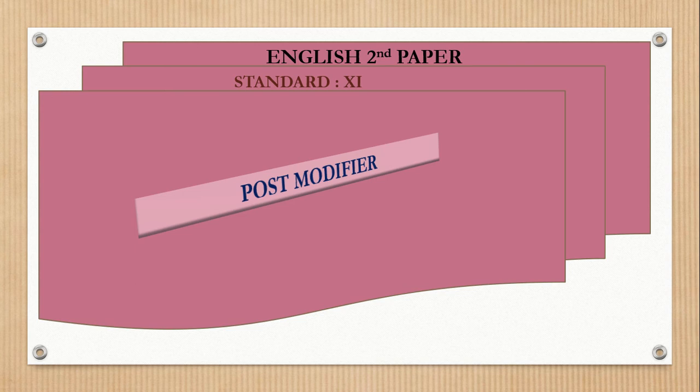Today we will discuss the last 4 points of post modifier. Our first point is adjective as post modifier. We know that usually an adjective sits before a noun or pronoun and modifies it, but here we will see that adjectives are used predicatively.